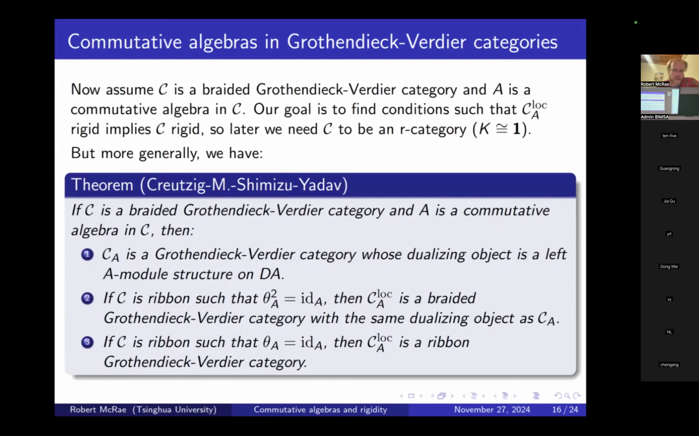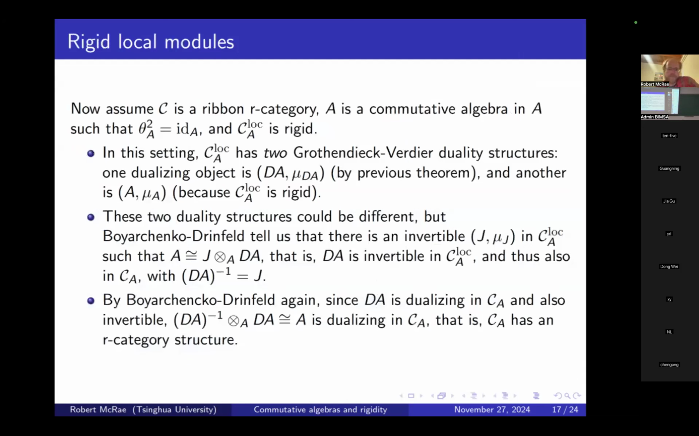Okay, so this is a very general statement. Now I want to say something about getting rigidity of CA. Let's say C is a ribbon R category now, so the dualizing object is 1. A is a commutative algebra which satisfies these conditions to guarantee that CA loc is a Grothendieck-Verdier category. And let's assume in addition that CA loc is rigid.